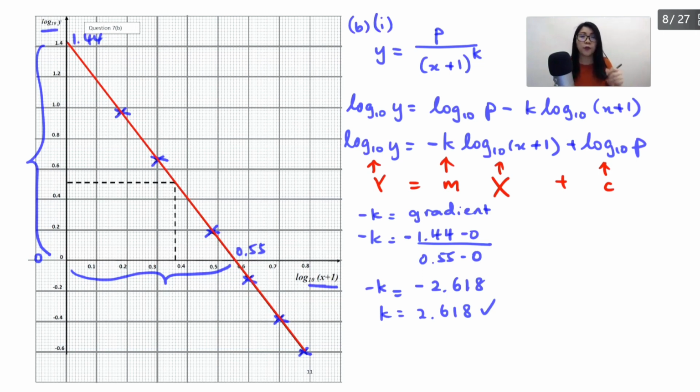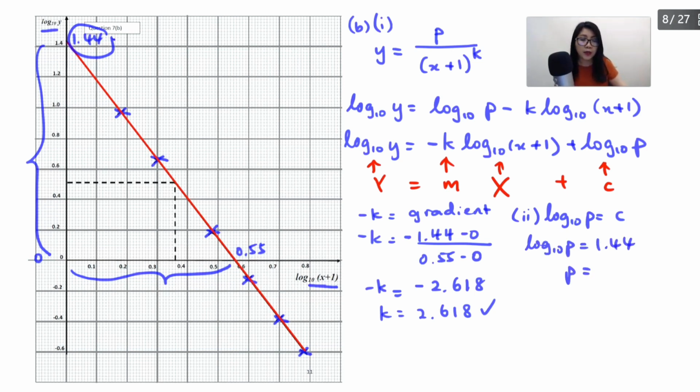Okay, now let's solve for P. Okay, where is P? So P, can you see here in the c, the y-intercept, log P. Okay, so for number 2, I'm going to write my working here. So log 10 P is the y-intercept. Okay, so in the graph, the y-intercept is 1.44. So log 10 P is equals to 1.44.